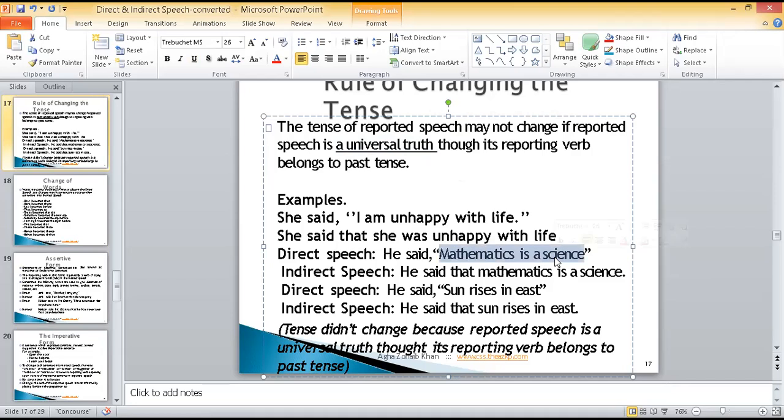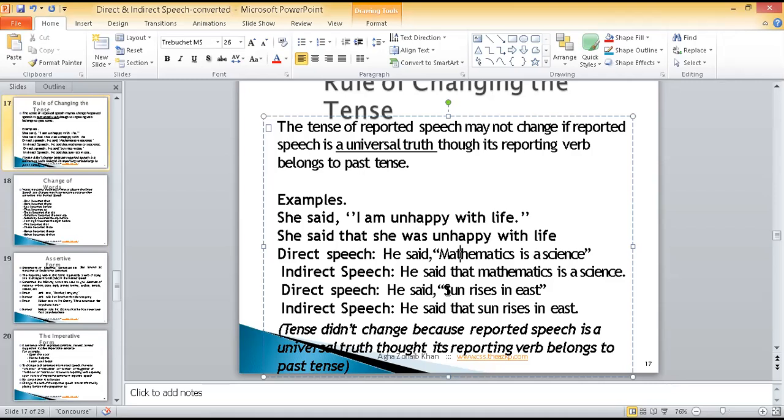Maths is a science, okay. If I say that earth is round, I don't know if it's round or not, or that there are 8 or 9 planets, something like that. Anything that is universally accepted, this present or this past, doesn't change the tense. It would remain as it is. You would not say that maths was a science. It would remain maths is a science.